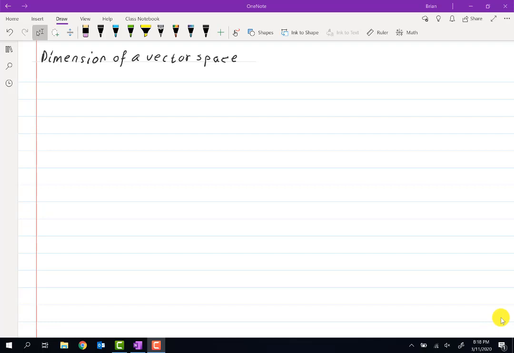This section is probably what we've been building up to for some time now. We can actually get to and define the dimension of a vector space. So let me start with the following.